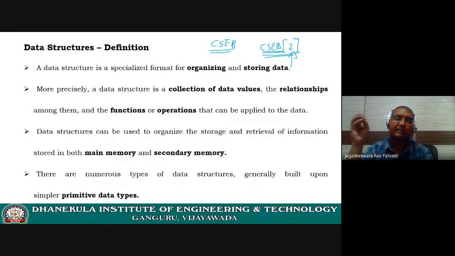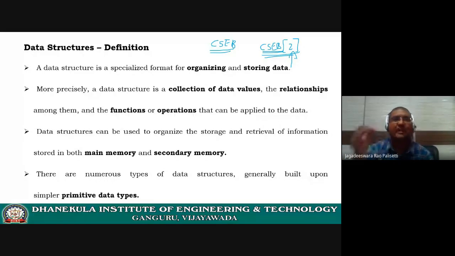Am I clear? And what is the type of data stored in the array data structure? Homogeneous. Means at one index location we insert an integer, at index location 1 we insert an integer, and at index location 2 you are not allowed to store a string. Again, at some index location you are not allowed to store characters. Every index location should contain the same type of data. Means homogeneous.